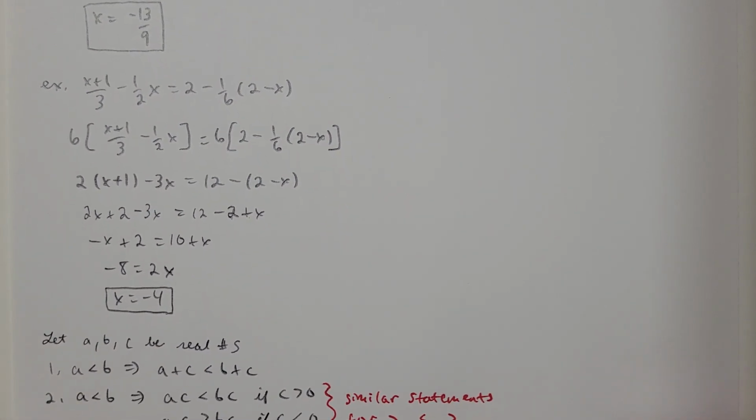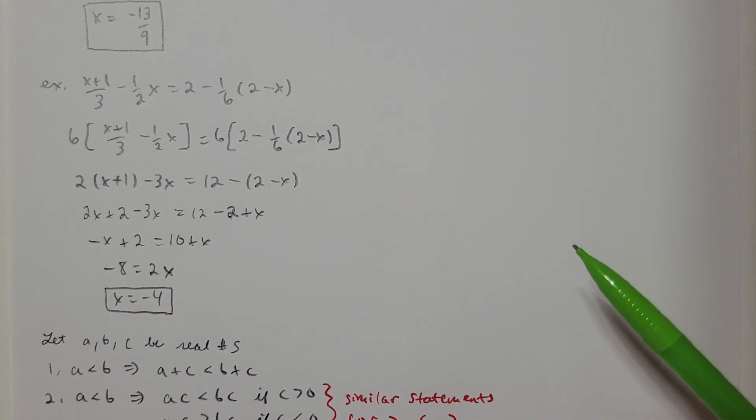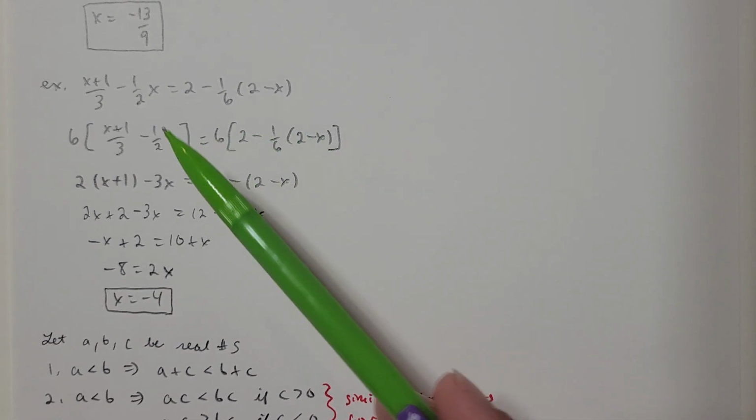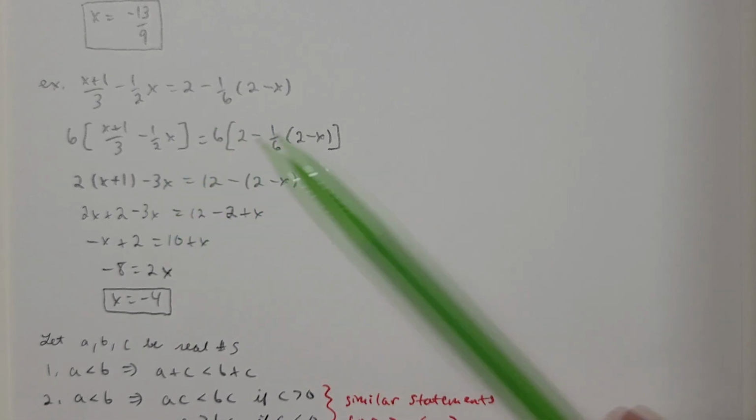Here's another example. So what if I had (x plus 1) divided by 3 minus 1/2 x equals 2 minus 1/6 times x times (2 minus x). I want to solve for x. So the first thing, I don't like working with fractions, right? So let's go ahead and get rid of those fractions by multiplying both sides by the common denominator on each of these fractions. So 6 would be the common denominator, like in other words, 3, 2, and 6 all go into 6 evenly.